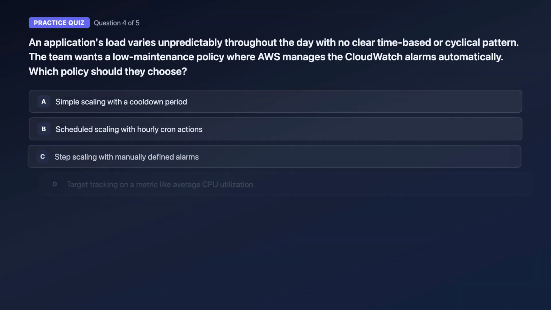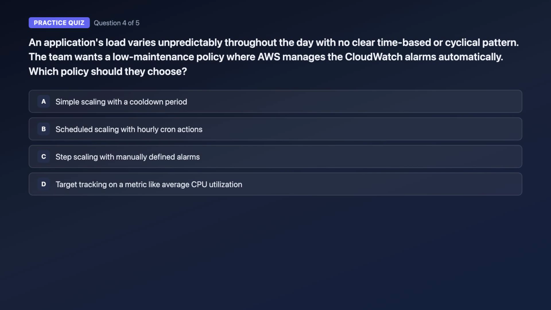Question 4. An application's load varies unpredictably throughout the day, with no clear time-based or cyclical pattern. The team wants a low-maintenance policy where Amazon Web Services manages the CloudWatch alarms automatically. Which policy should they choose?